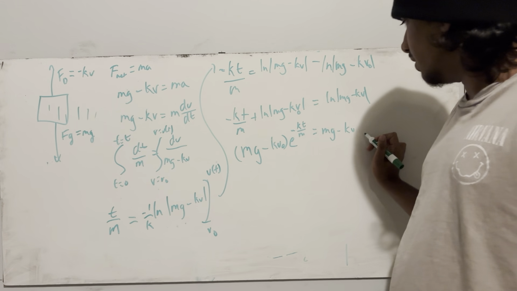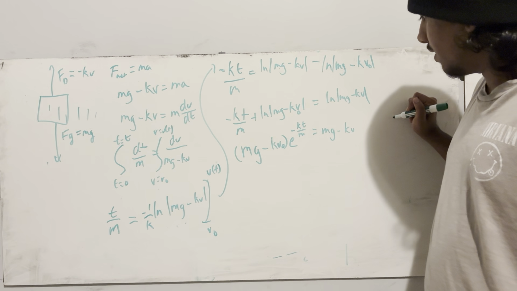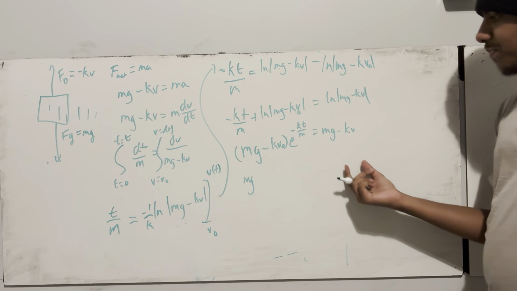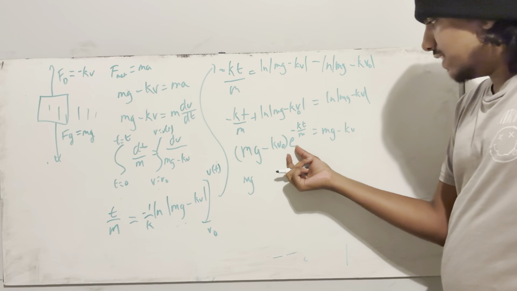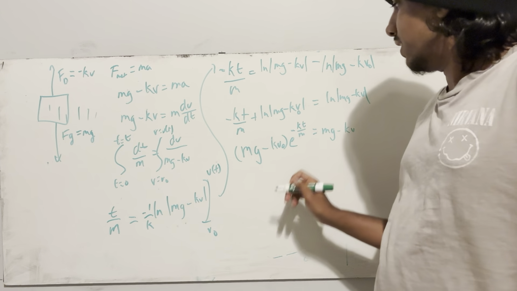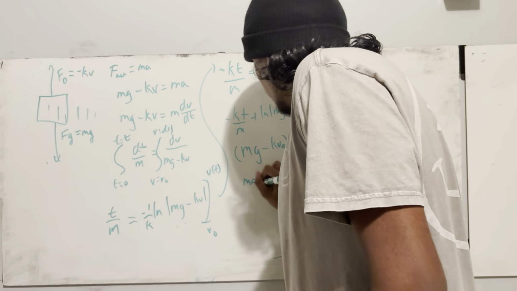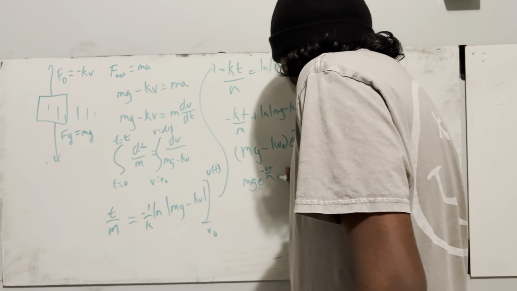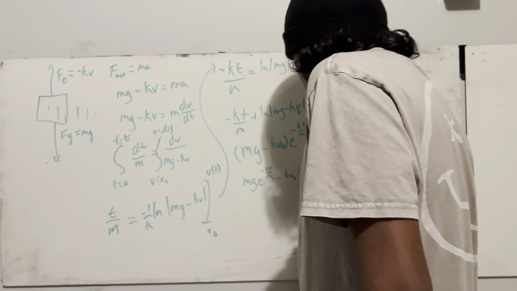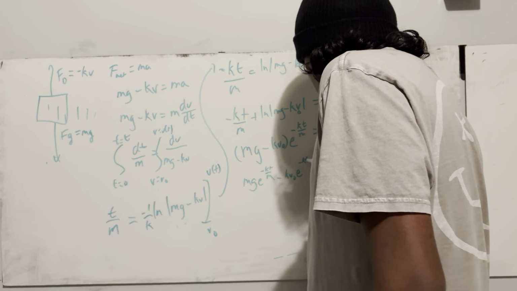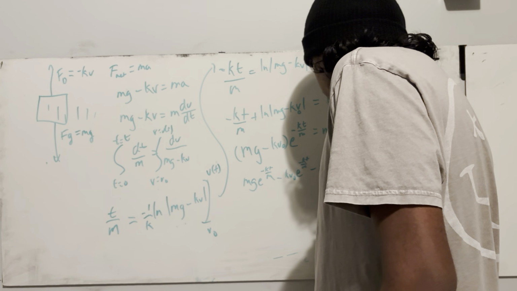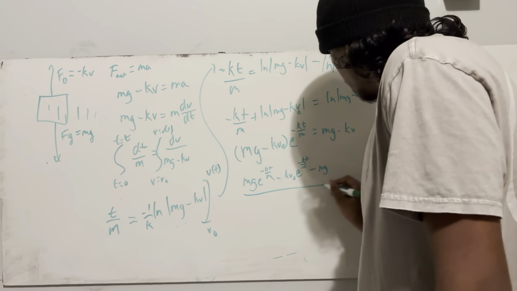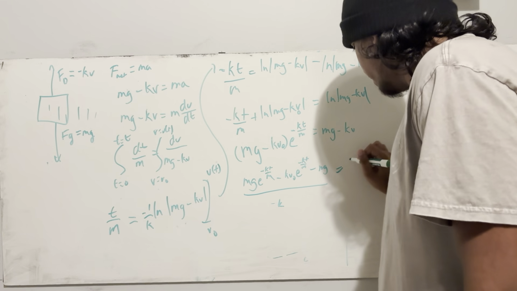Factor mg on both sides and then divide by negative k. So we have mg. This is going to be a little cluttered, so let's multiply the e on both of these. So we're going to get mg times e to the negative kt over m minus kv naught times e to the negative kt over m minus mg, all over negative k, will actually just be v of t.